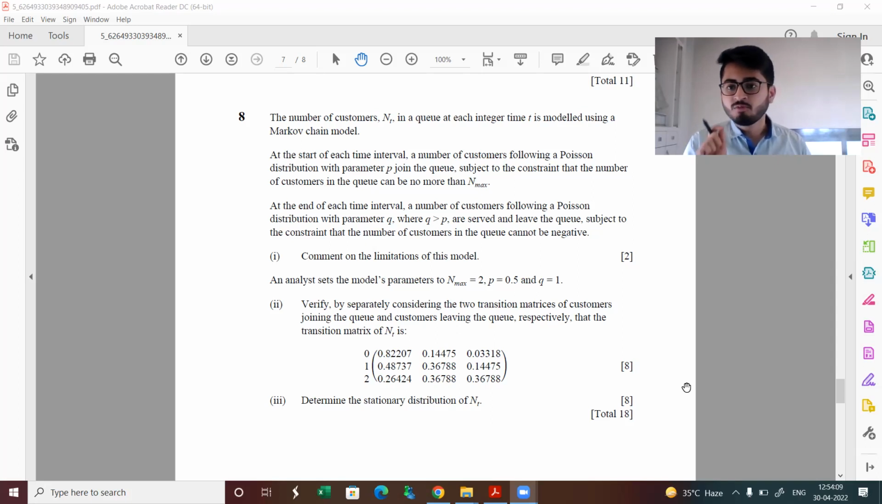So part two is what I'm looking at, where basically we need to verify by separately considering the two transition matrices of customers joining the queue and customers leaving the queue, respectively, that the transition matrix of N_t is below. We have been given that n max is 2. That is, at the most, there can be two customers waiting in the queue. p is 0.5, q is 1.